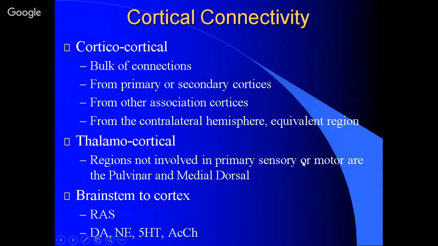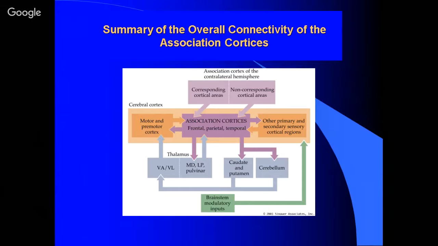Then the question is, what parts of the thalamus don't deal with primary sensory or primary motor? And the answer is the pulvinar, which is very large, and the medial dorsal portion of the thalamus. And then you have all kinds of ascending influences for activation of various kinds coming from the various neurotransmitter systems of the brainstem. And this just sort of summarizes that.